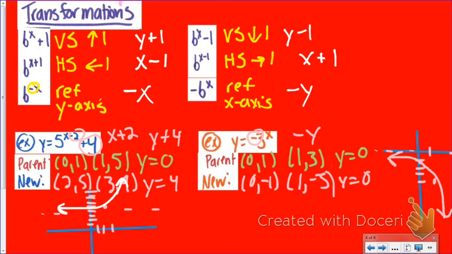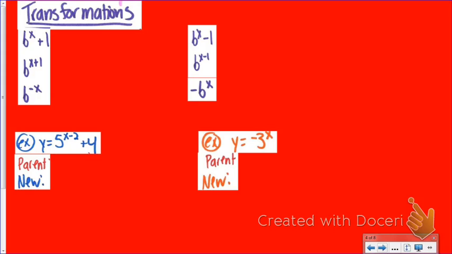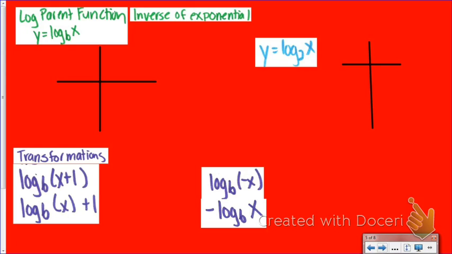All right, next we're going to look at log functions, and these are going to be a little bit different, so we need to be careful. Okay, now if you look, the log parent function is the inverse of the exponential function. And what we learned about inverses means that we switch our x and our y's, and it also means that the graphs are mirror images of each other across the line y equals x.